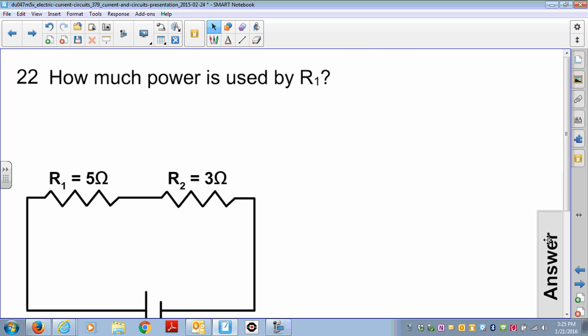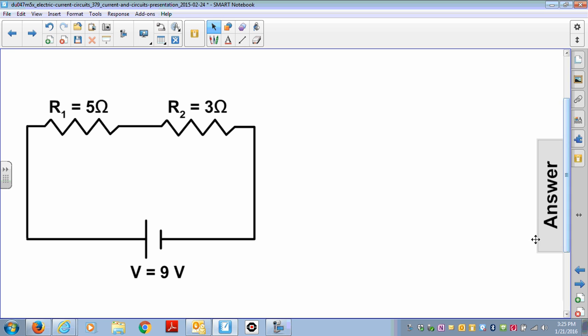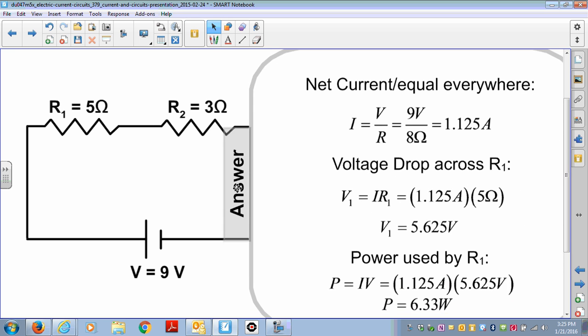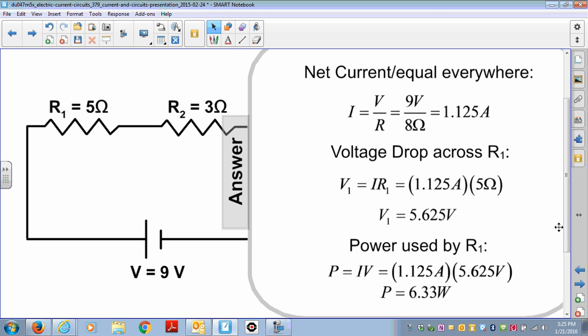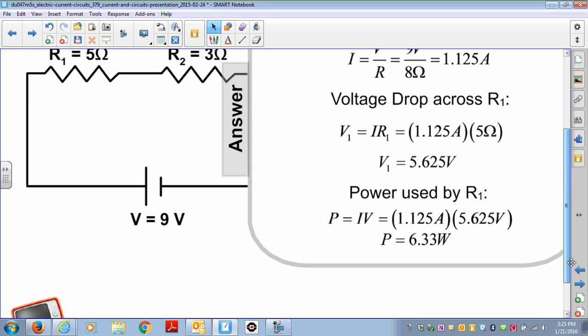How much power is used by R1? Go ahead and pause the video. Okay, so let's take a look at your answer. By using the numbers we already have, we know that the voltage drop on R1 is 5.6 volts. By multiplying that by 1.1 amperes, we end up getting 6.3 watts.